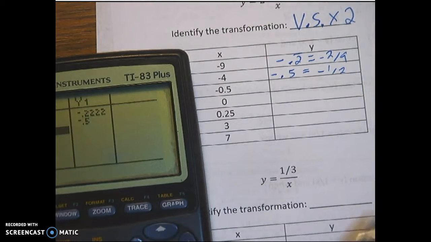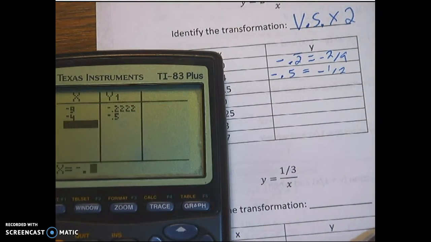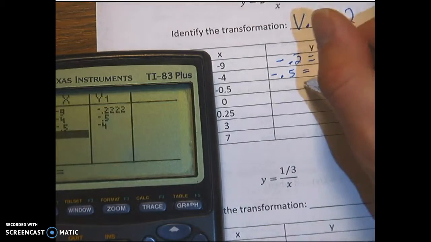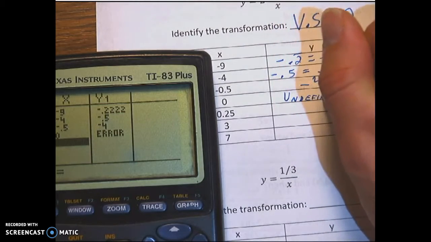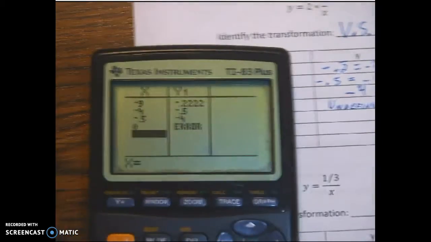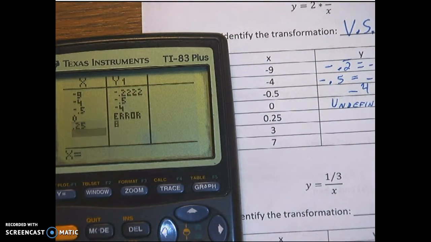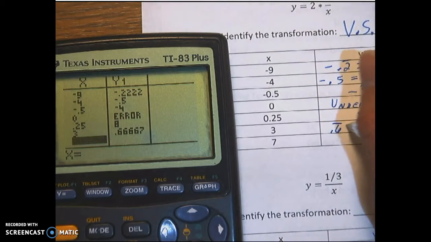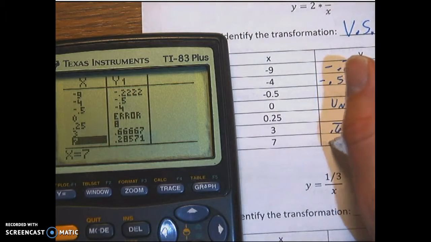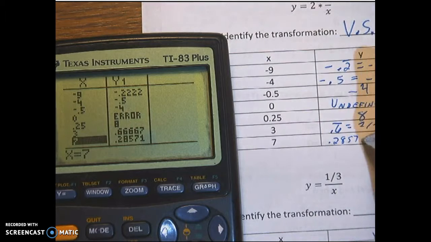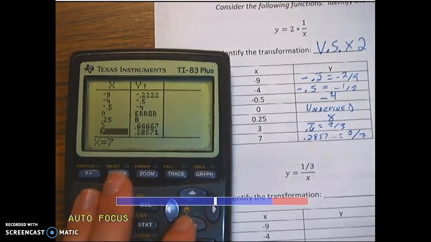And if I put in the -0.5, I get -4. Put in 0, that's undefined, or an error if you're a calculator. If I put in the 0.25, I get 8. If I put in the 3, I get 0.6 repeating decimal, which is 2 over 3. And if I put in a 7, I get 0.28571, which is just equal to 2 over 7. So I've got some values here for a vertical stretch by a factor of 2.